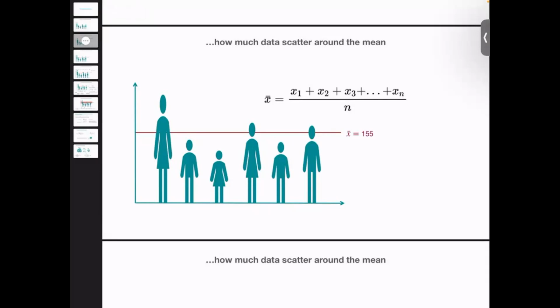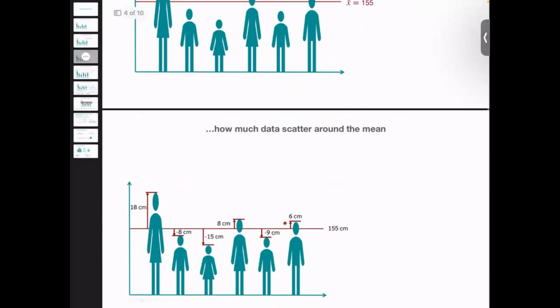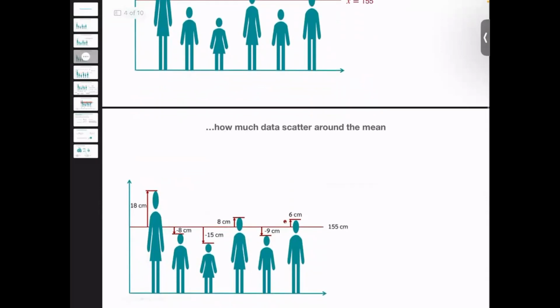Now, if I look at individuals, daddy is 18 centimeters higher than the mean. The third one is 8 centimeters lower than the mean. That's why you see -8. The youngest one is 15 centimeters lower than the mean. Mommy is 8 centimeters higher than the mean, etc.